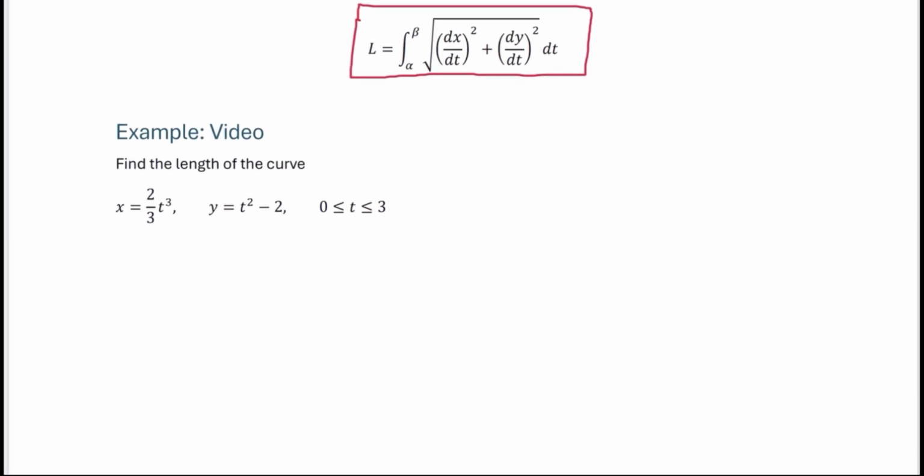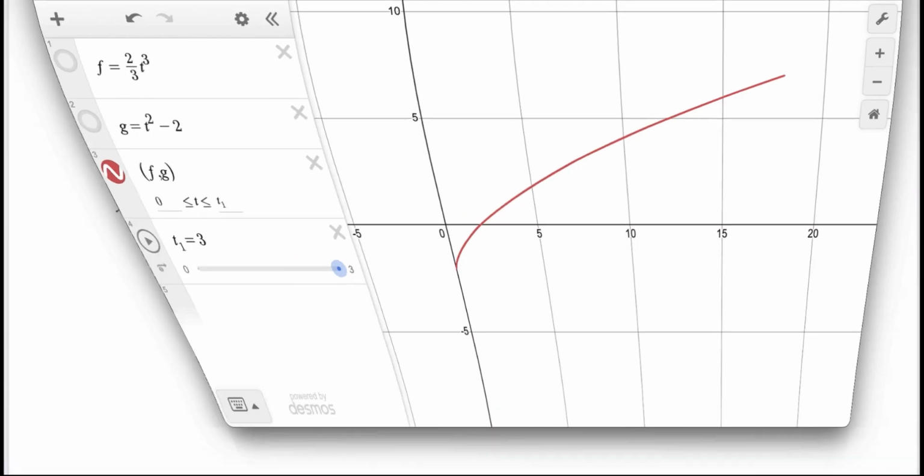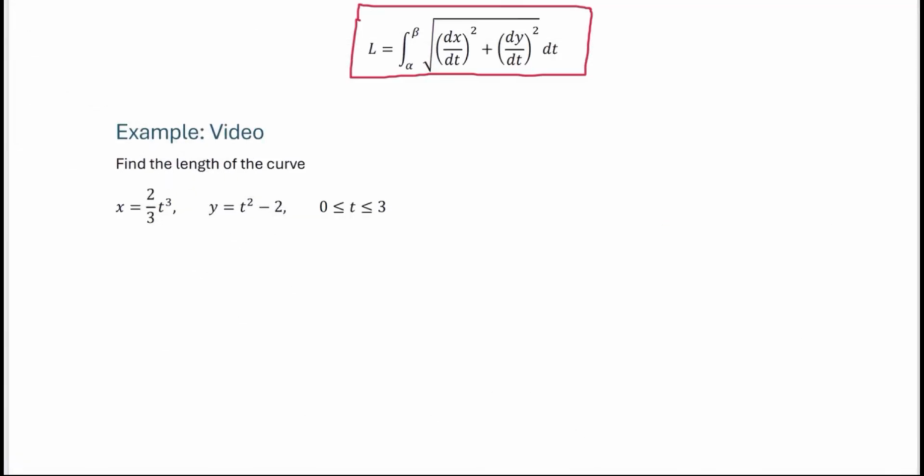Let's find the length of this curve. If you want a visual to begin with, let's see what it looks like. T is going from 0 to 3, so we are finding the length of this red curve. Using the equation from above, the length is equal to the integral from 0 to 3. Those are the conditions on t.